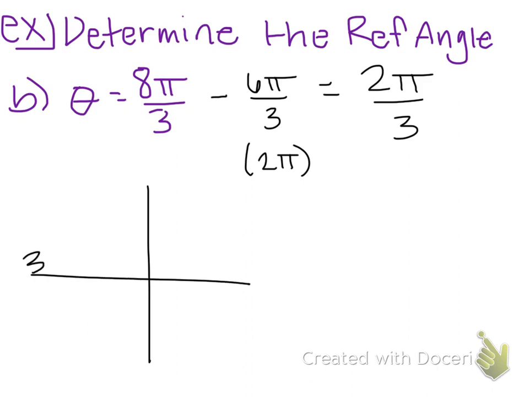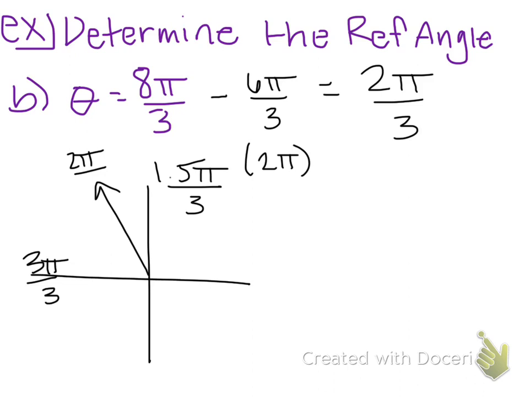So I know over here is 3 pi over 3. 1.5 pi over 3 is up at the top. So a 2 pi over 3 would be a little bit closer to the y-axis. And we're looking for the reference angle created in this space right here. So my reference angle would be 1 pi over 3.